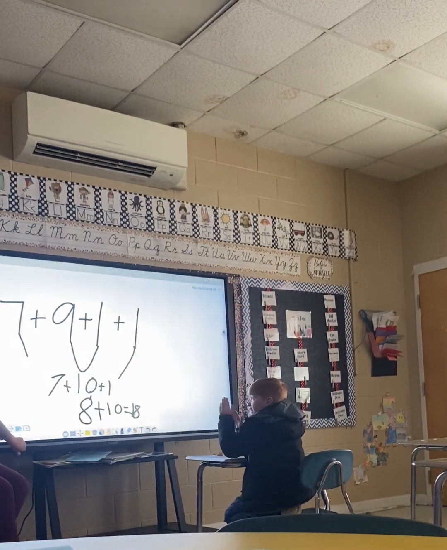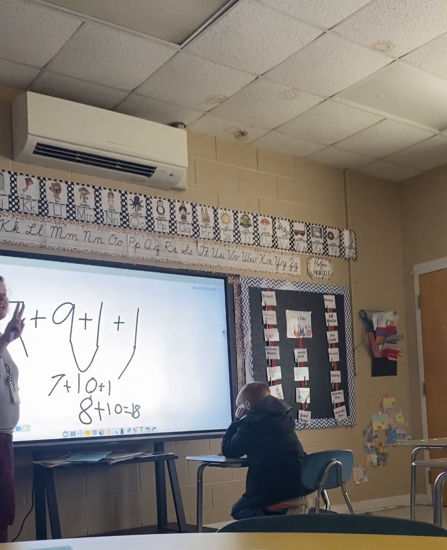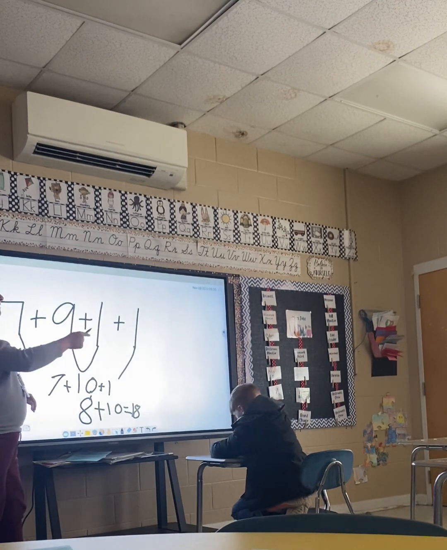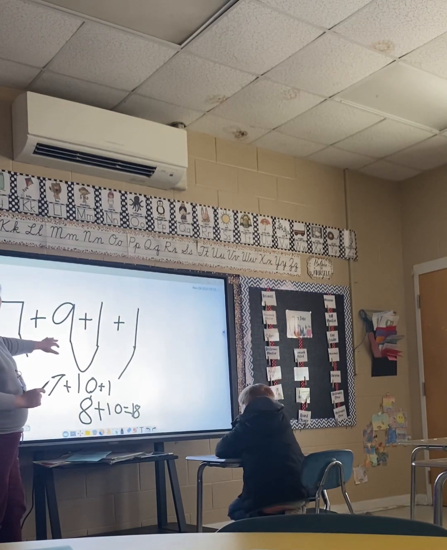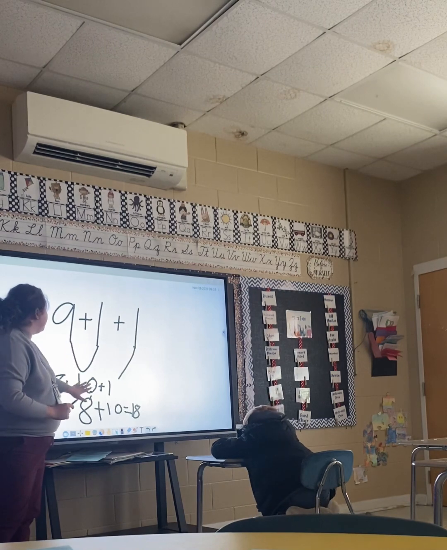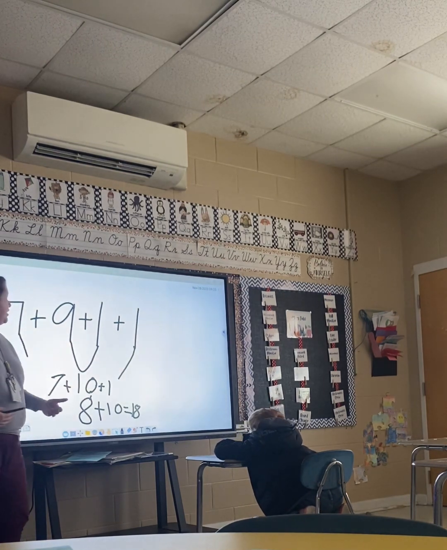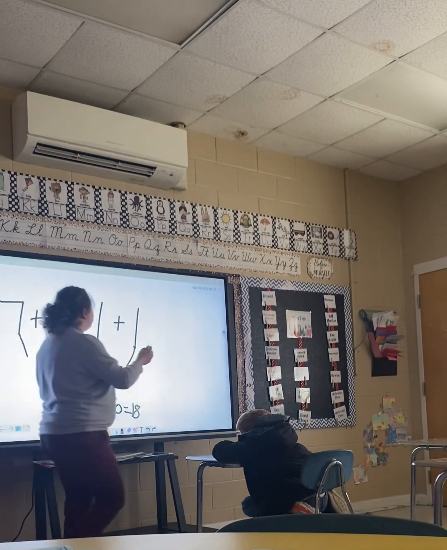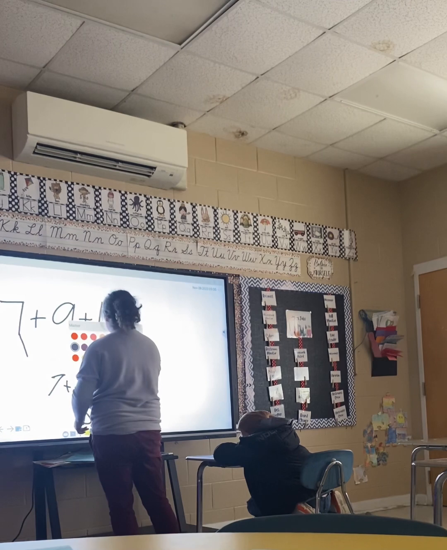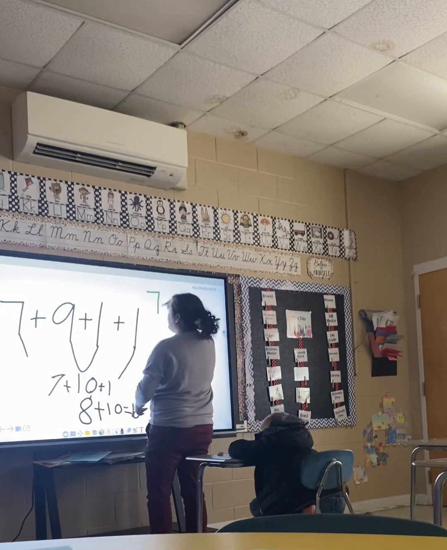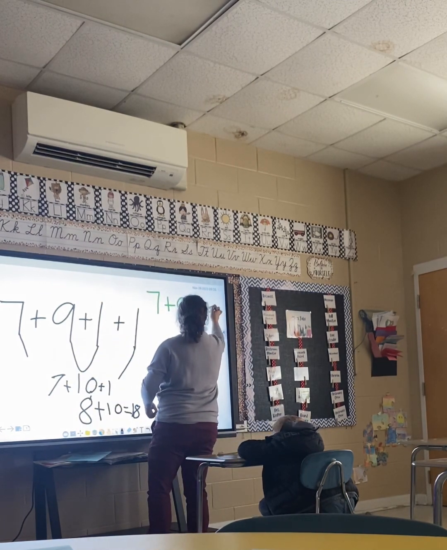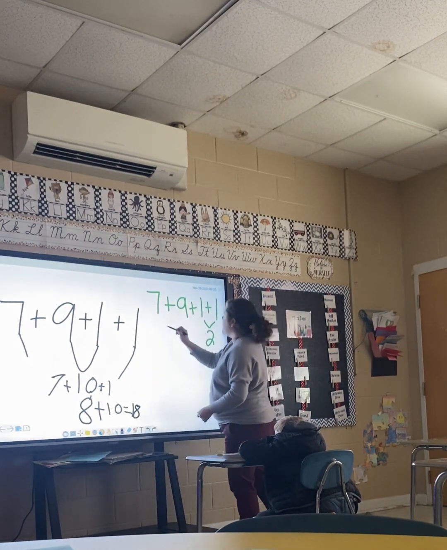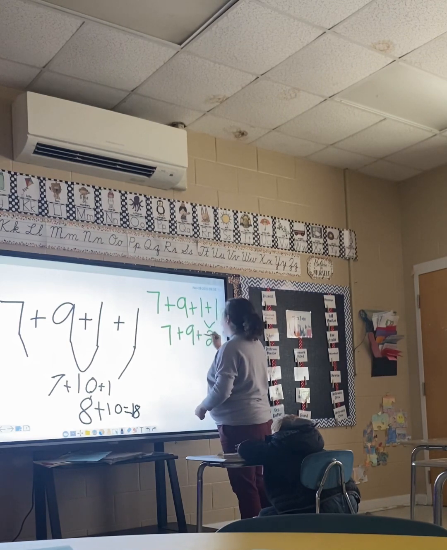Okay, so there were 2 different ways you could have solved this. He chose to use the make 10 strategy, so he did 9 plus 1 equals 10. He could have done the double strategy and done 1 plus 1 equals 2 and then brought it down that way. Watch over here, I'm going to put it in a different color so it doesn't get mixed up. We've got 7 plus 9 plus 1 plus 1. He could have done 1 plus 1 equals 2 and then brought down his 7 and his 9.